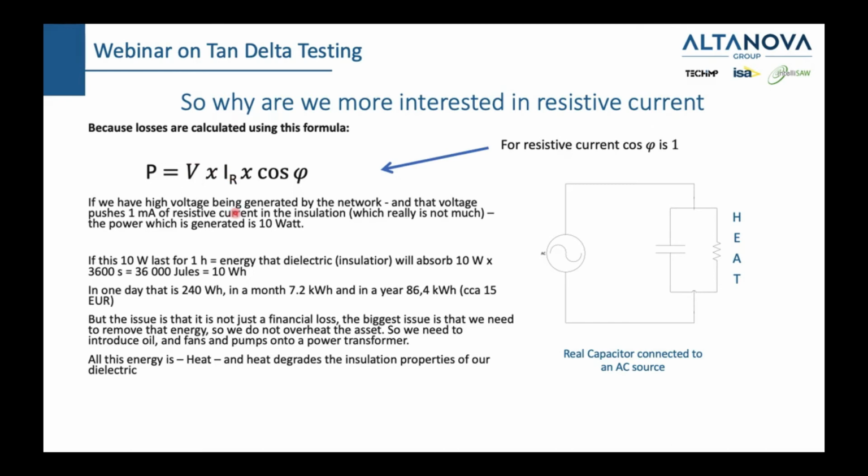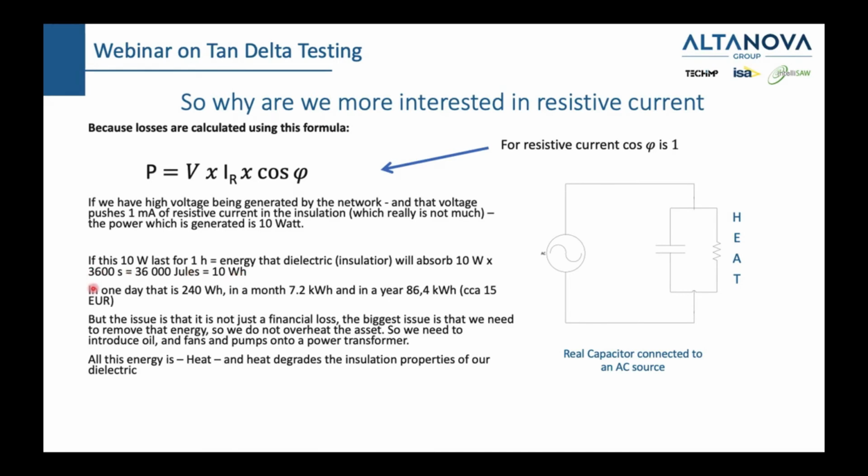Now let us take one example. Let's say that we have a 10 kilovolt transformer, let's say on the primary side, and only 1 milliamp of resistive current, so it's 1,000th of an amp, the power which is dissipated is 10 watt. 10 watt per se is not a big power. I mean, light bulbs with filaments used to be between, let's say, 30 and 100 watts. But 10 watt for 1 hour will dissipate 36,000 joules or 10 watt hours on the insulation of that transformer.